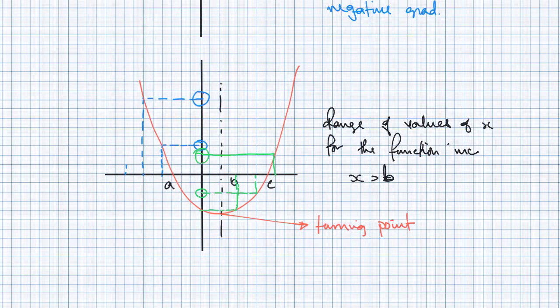Sorry, let me write my b. So x greater than b, because from this point here where b is, the function is now increasing, and for all values of x beyond that point, this function will carry on increasing. So let's go on to now a more challenging question and see where this all comes into play.